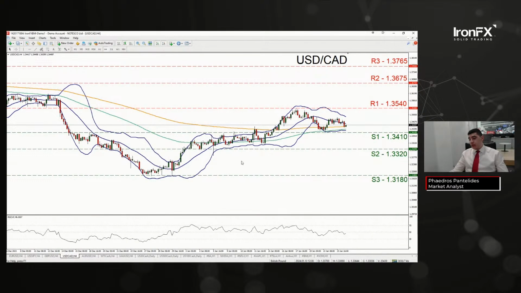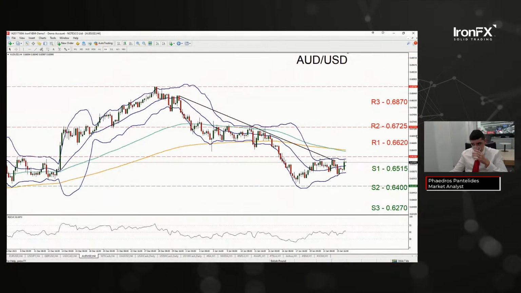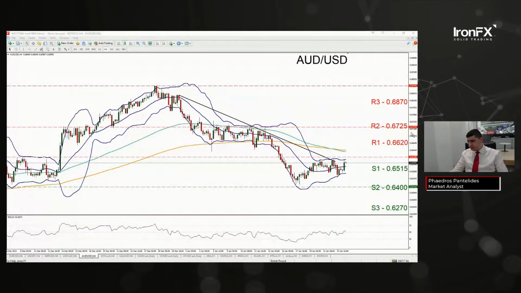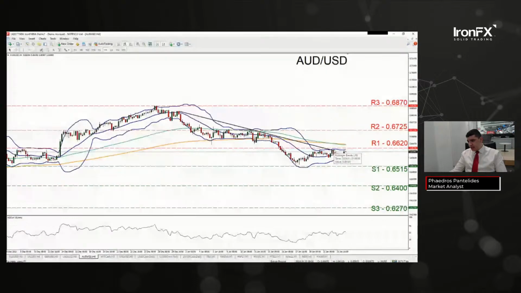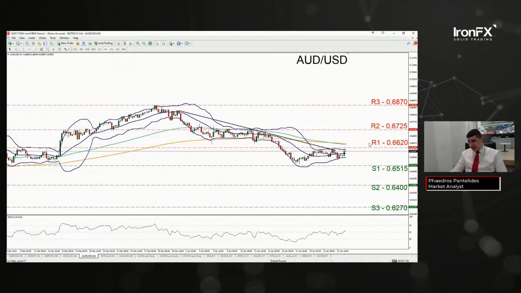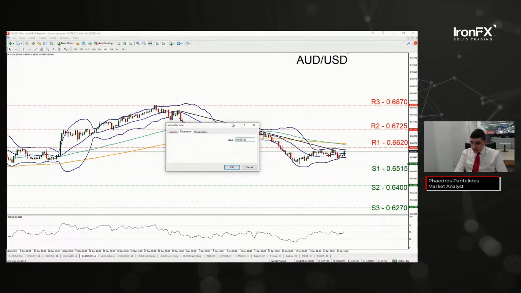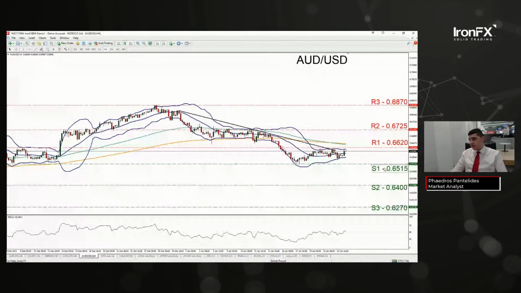We spoke about the Canadian dollar and the BOC's interest rate decision. The Aussie, sideways as well. You had a crossover, but RSI at 50, narrowing between S1 and R1. Now we could even bring S1 slightly higher, 0.6525 for S1. So I maintain a sideways bias for the particular pair.